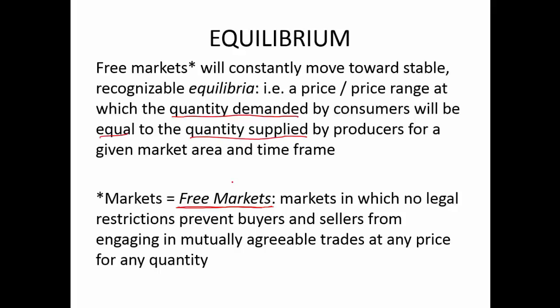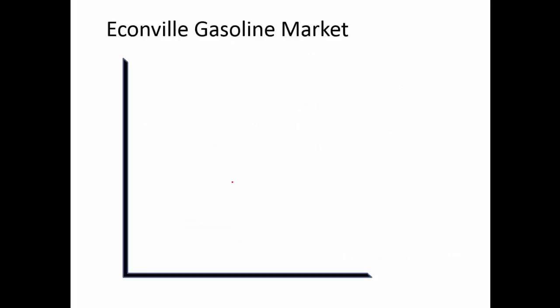Now we'll focus on some markets that adjust pretty quickly and that you probably observe almost on a daily basis, perhaps reaching a new equilibrium every day. Sometimes one equilibrium price will persist for a few days. Sometimes it's a new price every day. And that is the gasoline market. So we've got a generic market for gasoline in Econville.